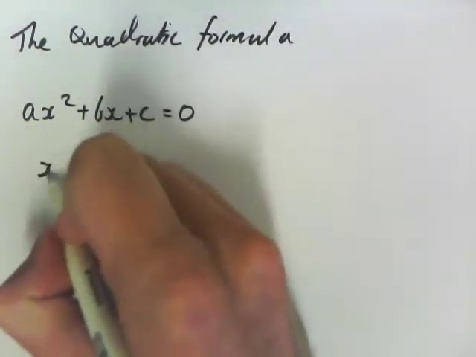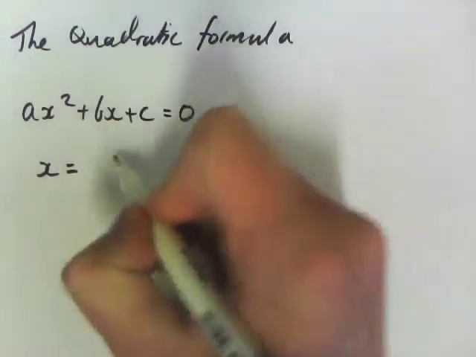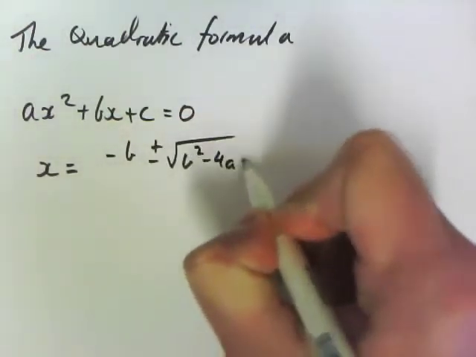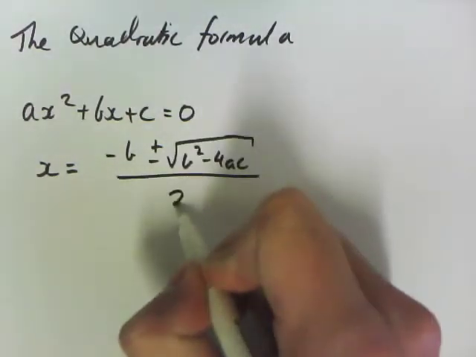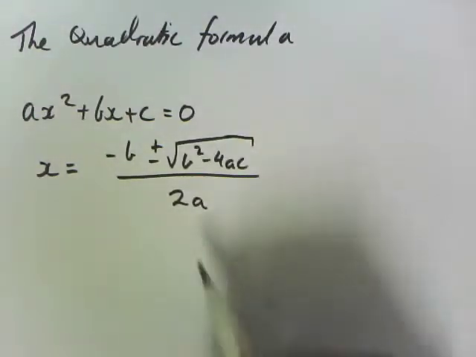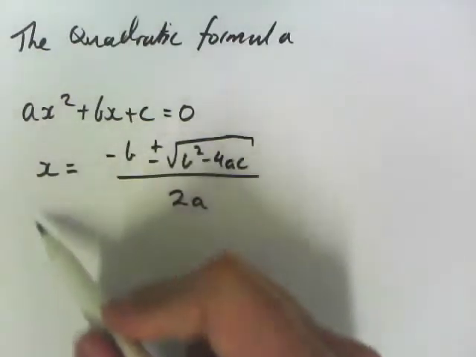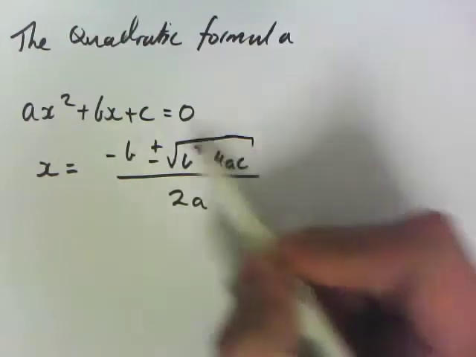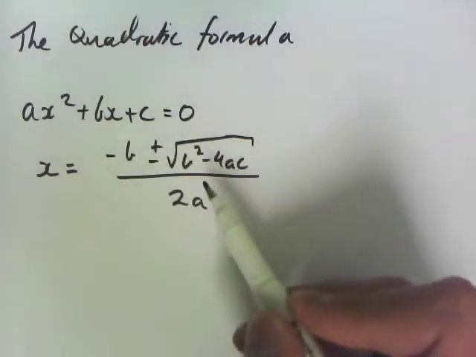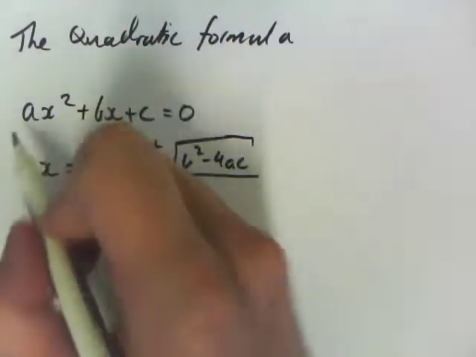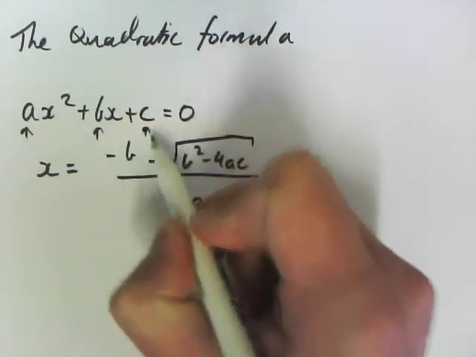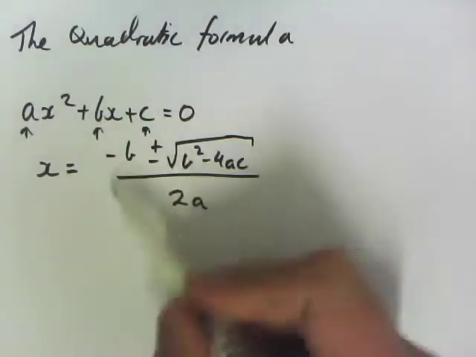So basically you can say x equals minus b plus minus the square root of b squared minus 4ac, all divided by 2a. Okay, so that is the quadratic formula. This will tell you the solutions for this if you follow this procedure here. So a is always in front of the x squared, b is always in front of the x, and c is always on its own. Okay, so that just gets filled in there.